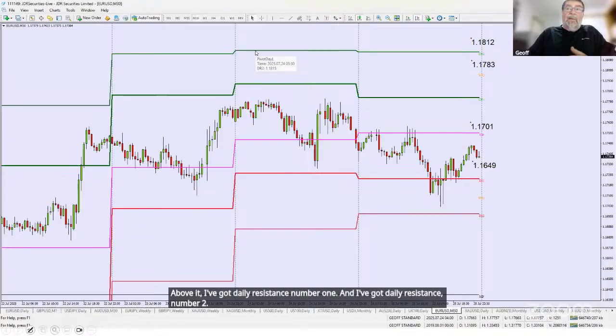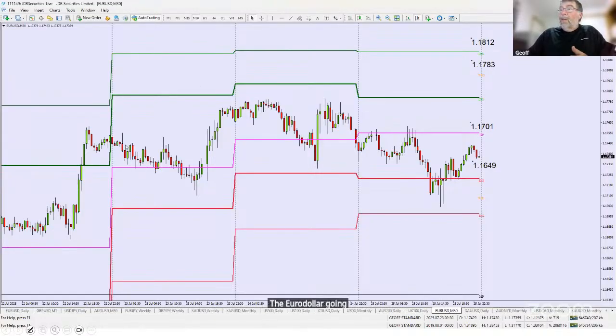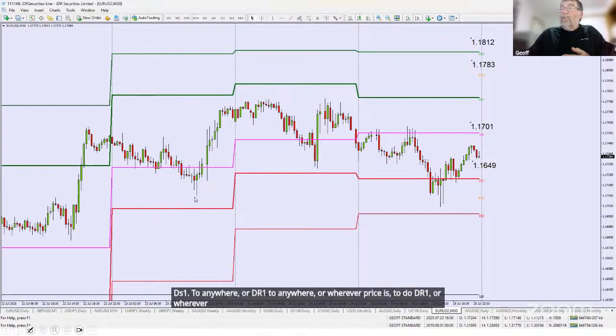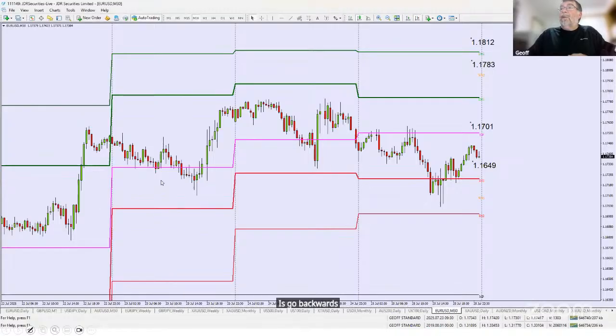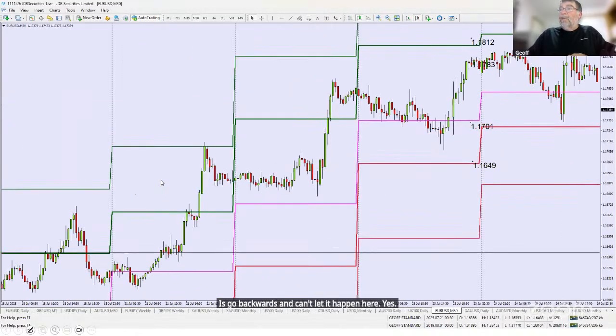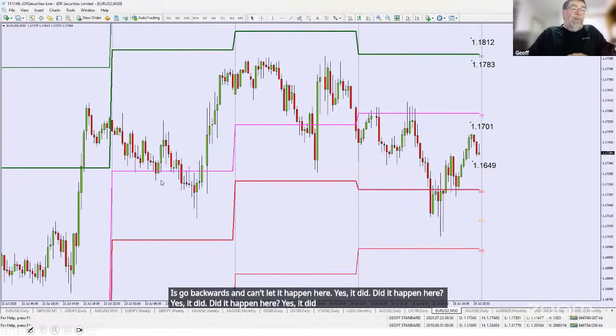So you can work out the likelihood of the euro dollar going from, as I do, DS1 to DR1, or wherever price is to DS1. You can work that out simply by counting. You just go backwards and count. Did it happen here? Yes, it did. Did it happen here? Yes, it did. Did it happen here? Yes, it did. What do I mean by that?